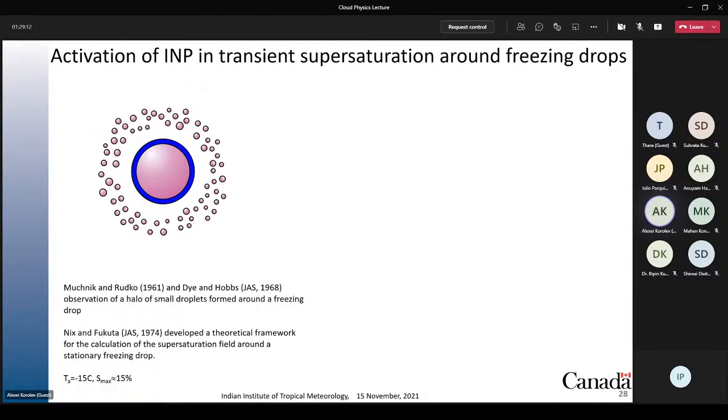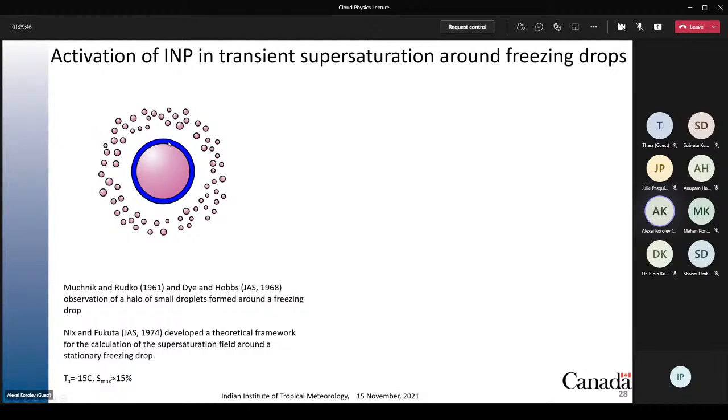Going back to laboratory studies, Muchnik and Rutko, and Dye and Hobbs in the 60s, observed a halo formed around freezing droplets. This halo they interpreted as a result of CCN activation around the freezing droplet, and Dye and Hobbs provided a physical interpretation of this.